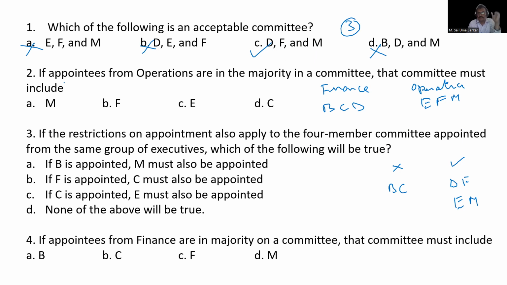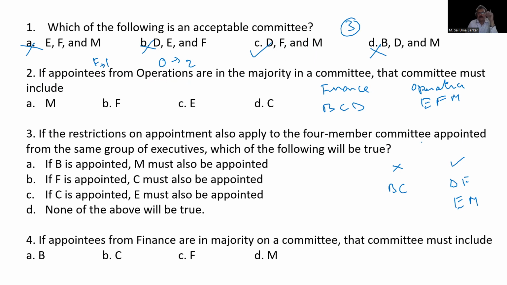Next, what is the next one? If appointees from operations are in the majority in the committee, the committee must include. Total how many members are there? 3 members. Operations majority, that means operations 2 and finance 1. Operations 2, finance 1.